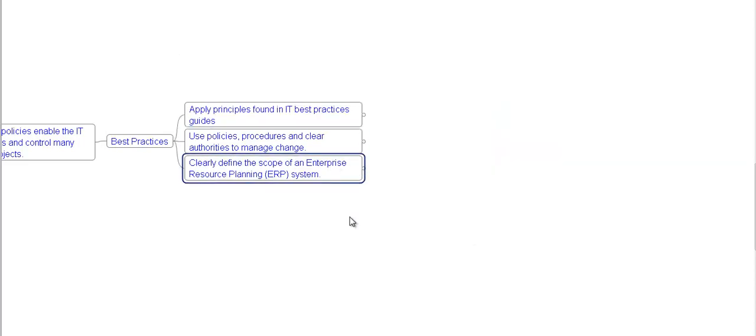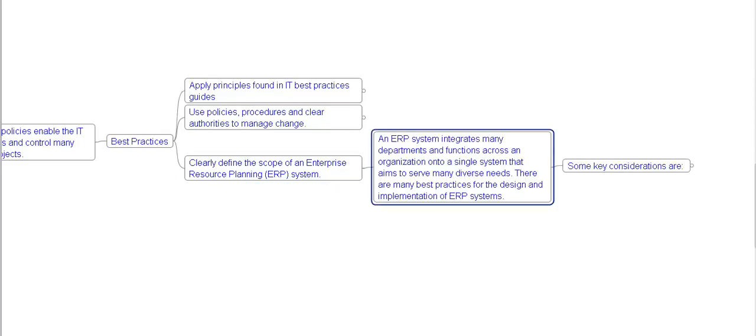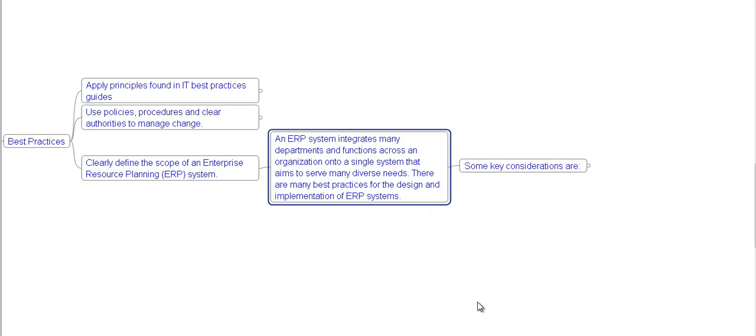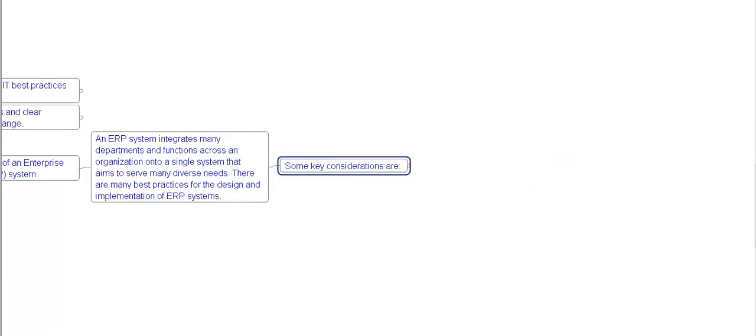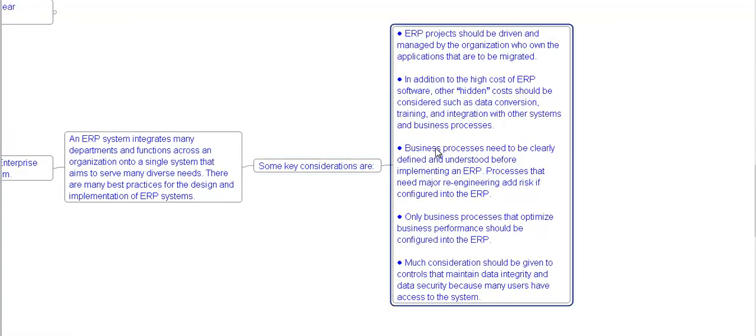Clearly define the scope of the enterprise resource planning system. An ERP system integrates many departments and functions across an organization onto a single system that aims to serve many diverse needs. There are many best practices for design and implementation of an ERP system. Some key considerations are: ERP projects should be driven and managed by the organizations who own the applications that are to be migrated. In addition to the high cost of ERP software, other hidden costs should be considered, such as data conversion, training, and integration with other systems and business processes.